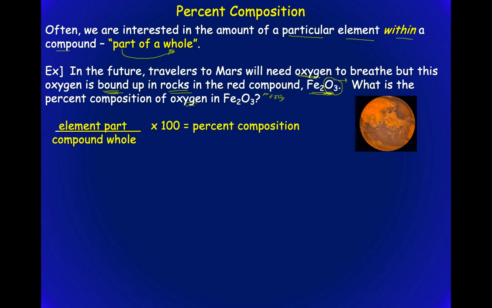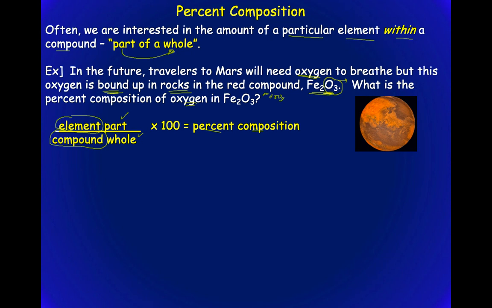So when we look at percent composition, we're simply looking at the part over the whole, and this can be done for any type of percent composition. However, in chemistry, we're looking at the element part that you're interested in over the entire compound, times 100, and that will give you percent composition.